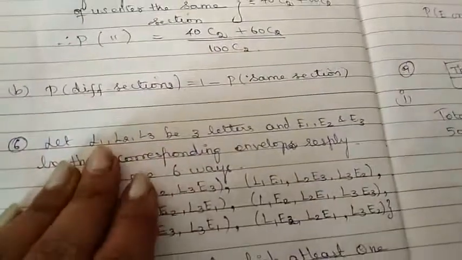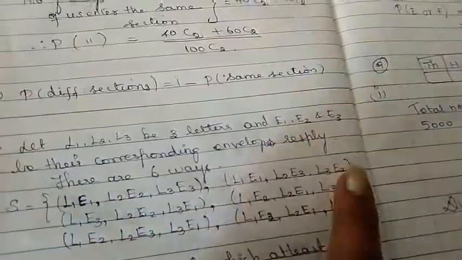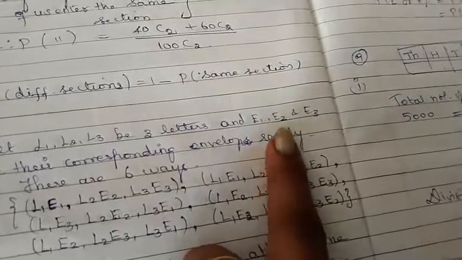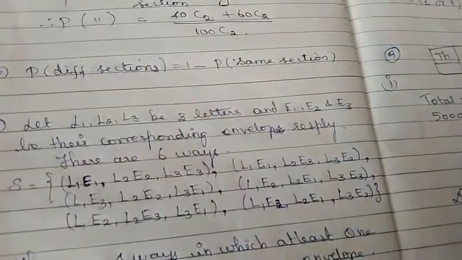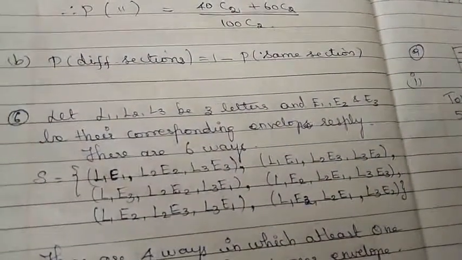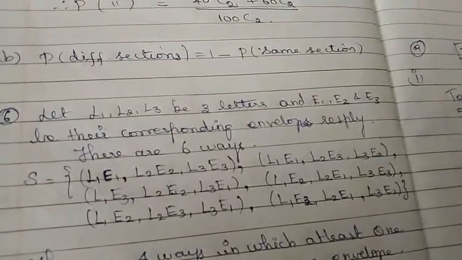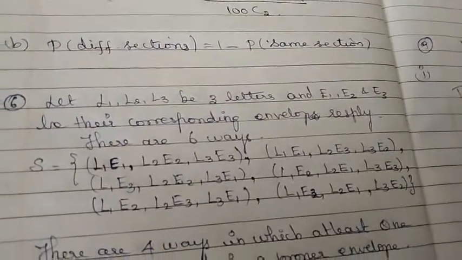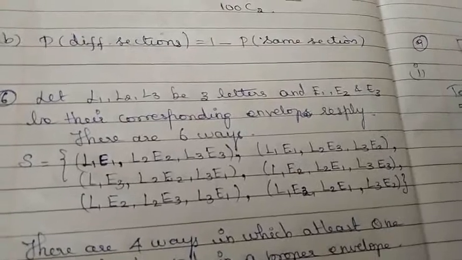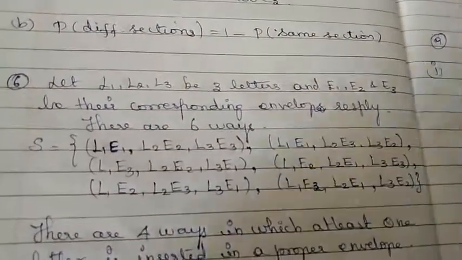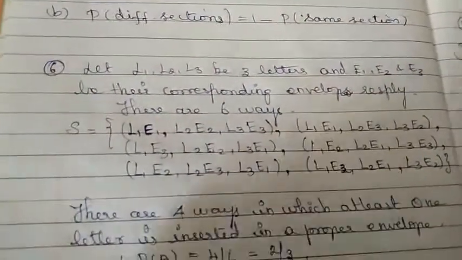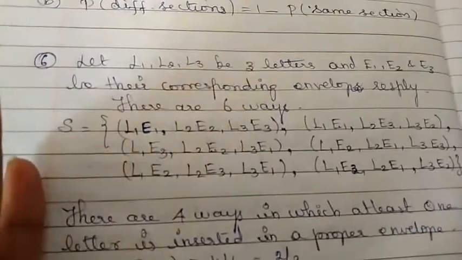Let the letters be named as L1, L2, L3 and their corresponding envelopes as E1, E2, E3. Then how many ways can these 3 letters be inserted in the 3 envelopes? 6 ways, right? How? See, I have written all the possibilities. This you have to slowly think in order and write.